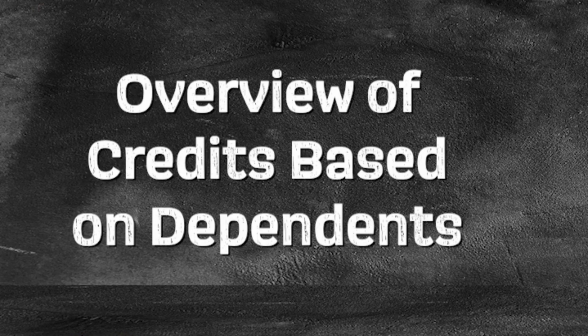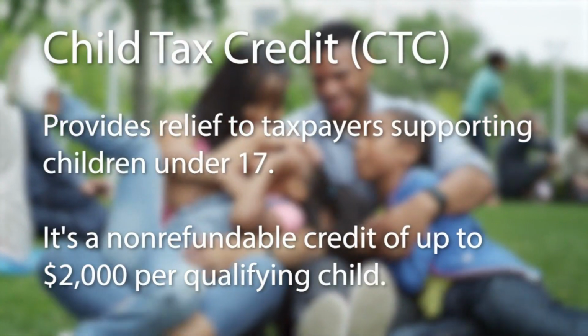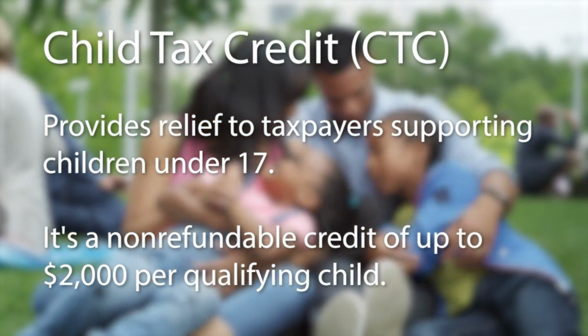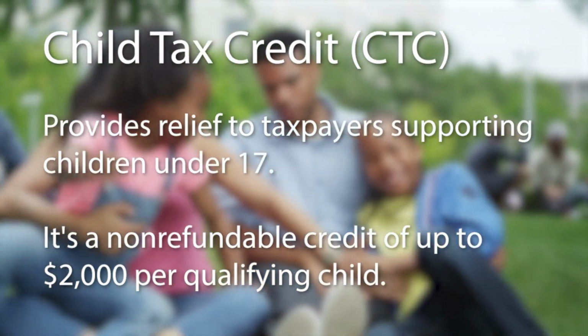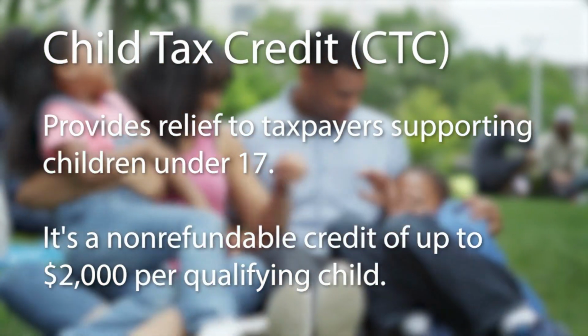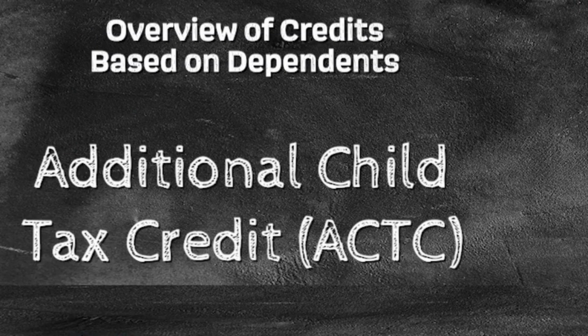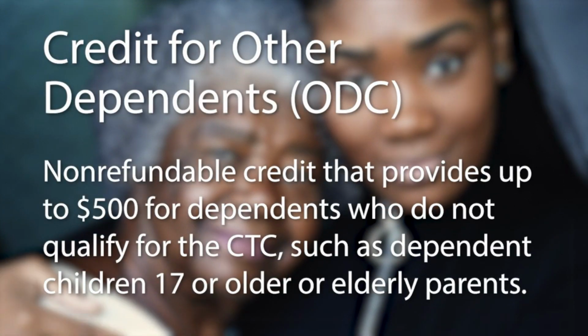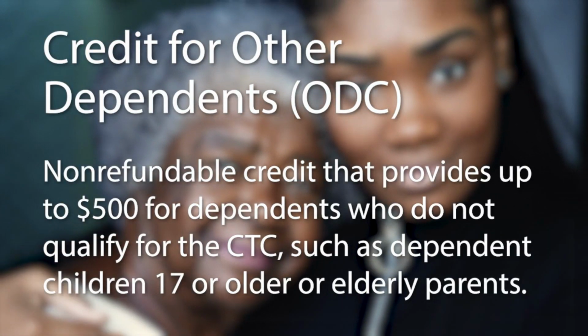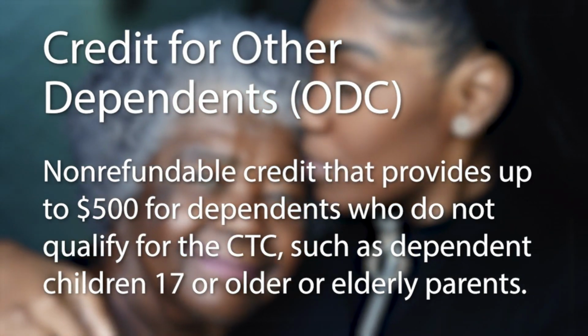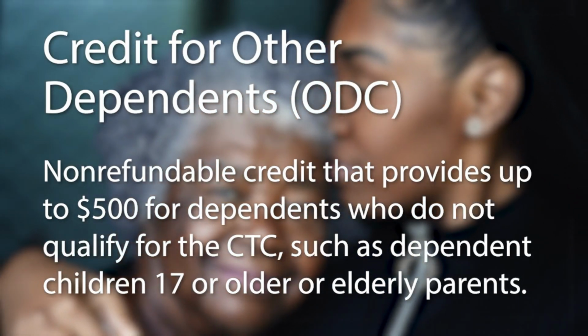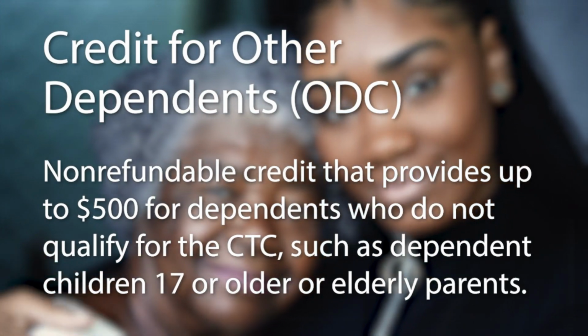Now let's delve into the specific credits based upon dependents. Each of these credits serves a different purpose. The Child Tax Credit is designed to provide relief to taxpayers supporting children under 17. It's a non-refundable credit of up to $2,000 per qualifying child. However, part of it can become refundable through the Additional Child Tax Credit if the Child Tax Credit exceeds the taxes owed. The credit for other dependents is a non-refundable credit that provides up to $500 for dependents who do not qualify for the child tax credit, such as dependent children 17 or older or elderly parents.